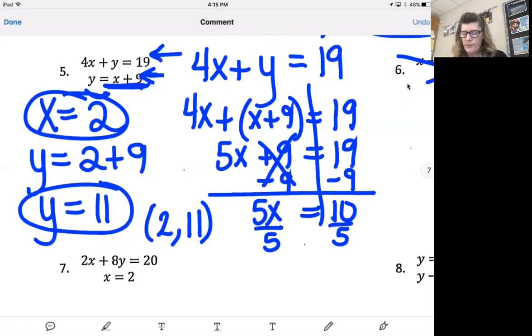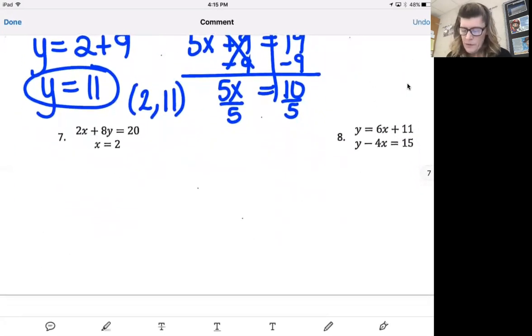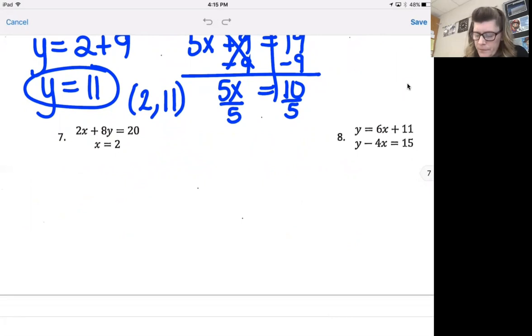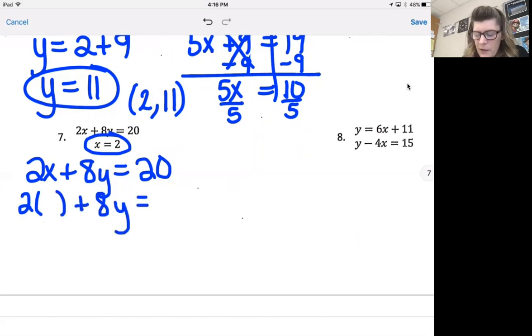Okay, so let's go ahead and do number 7, and then we'll do number 8, and then we'll be done. Okay, so we have 2x plus 8y equals 20. Are either of these variables ready to be substituted for? No, we've got to use this guy. X equals 2. So that means we're going to take that x out, because whenever you substitute in, you have to take the other guy out. So we replace the x. We take the x out and we replace it with 2 because they're equal.